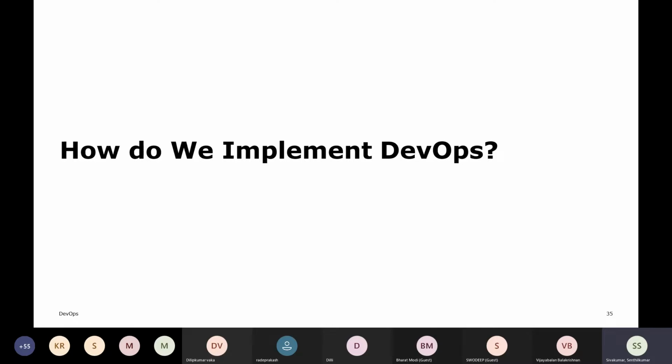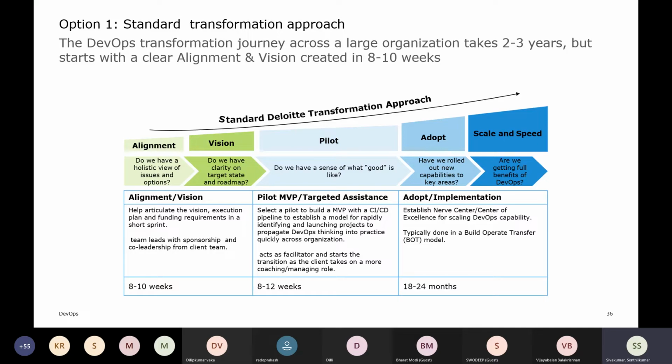Once the application is developed, we know the expertise of operation engineers, developers, testers, and monitoring tools is readily available. Now we choose what is the best suit: best of breed or hybrid. Those are the models we also referred to. Now, how do we implement DevOps? Once you have aligned all the phases from start to end, you take one piece of application or one piece of business scope in hand, and the alignment becomes the DevOps transformation journey in the larger organization. For a larger organization, the standard approach for transformation takes 2 to 3 years. But if you start with clear alignment and vision, you can create it in 8 to 10 weeks.